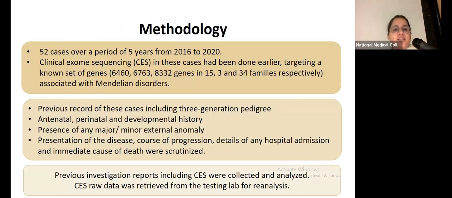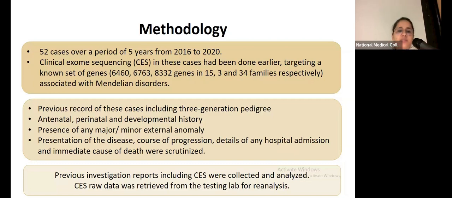Previous records of these cases included a 3-generation pedigree, antenatal, perinatal, and developmental history, and any minor or external anomalies were documented. We started with the entire history of the disease: how it occurred, the course of progression, any hospital admission, and any immediate cause of death was scrutinized. In many cases, we found that the parents did not have any documents or medical records of the child.